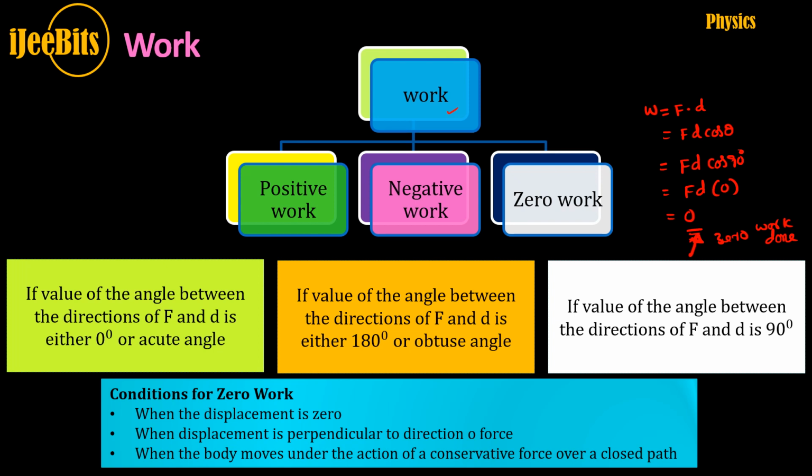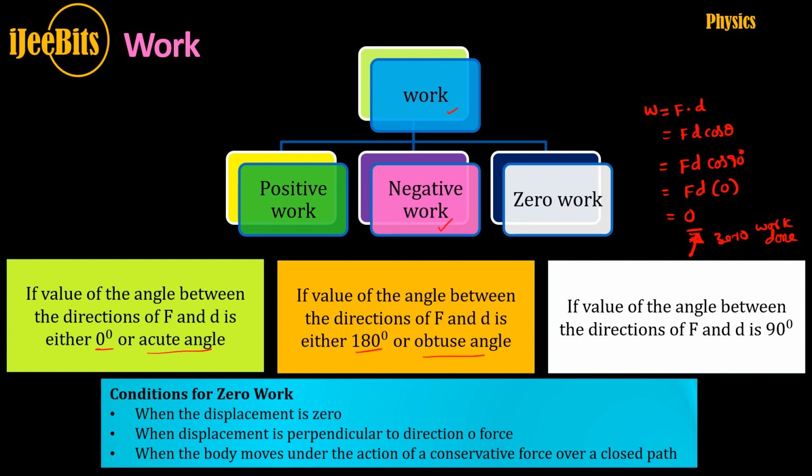Let's say the angle between the direction of F and D is either 0 or an acute angle. Acute means less than 90. In that case you will get a positive value, which is nothing but positive work. So always remember: 0 or acute angle. In other words, if the angle between F and D is 180 or an obtuse angle, 90 plus, in this case we will get a negative value, and hence the work done would be treated as negative work.